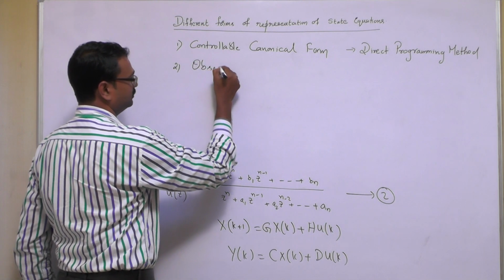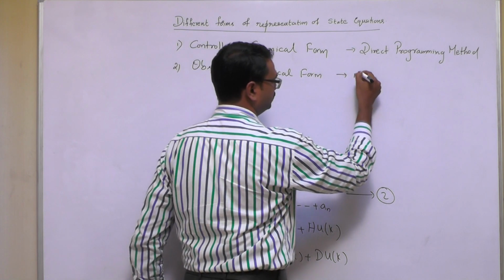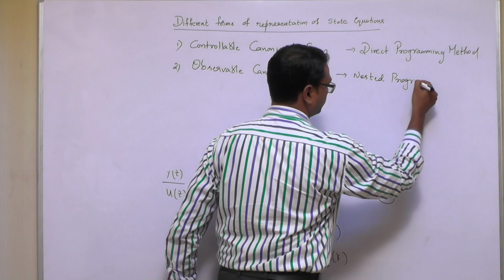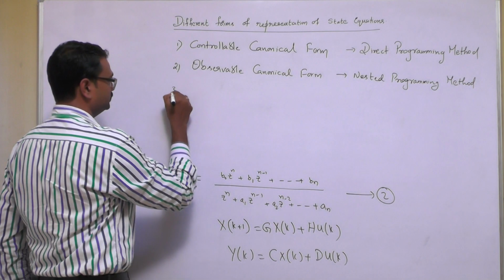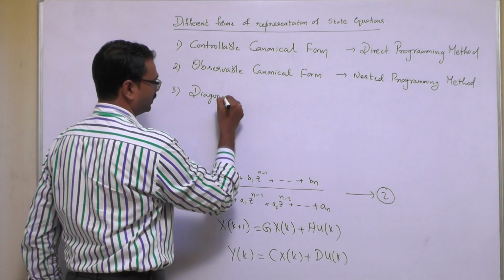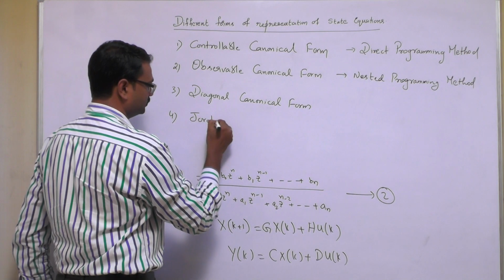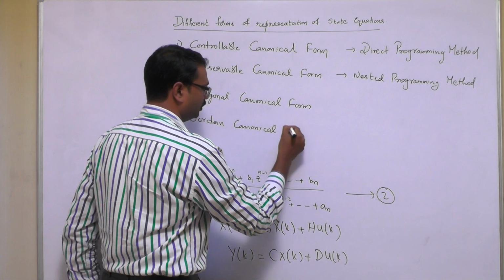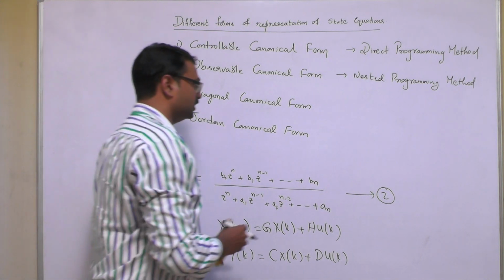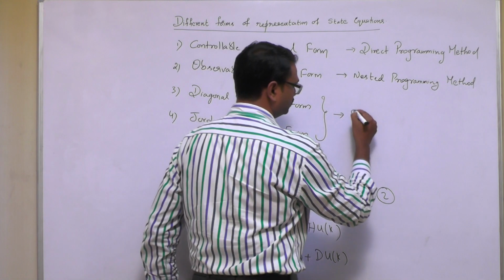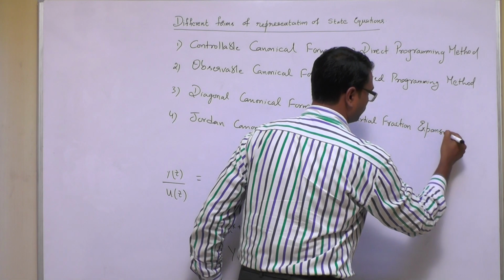And we have the observable canonical form, which can be obtained by using the nested programming method, which again I will be dealing with in the forthcoming lectures. And the third is the diagonal canonical form, and the fourth, the Jordan canonical form, of representing. So these are the 4 different types of representations of state equations in discrete form or in continuous form, and these 2 can be obtained from the partial fraction expansion method.